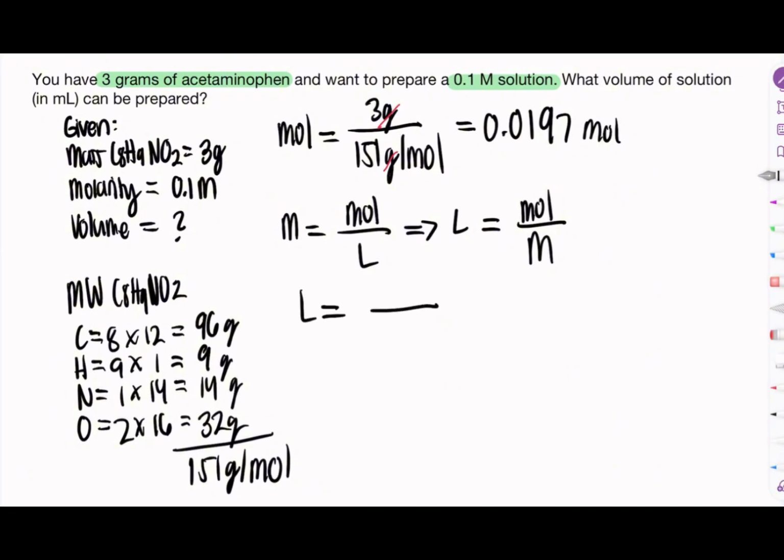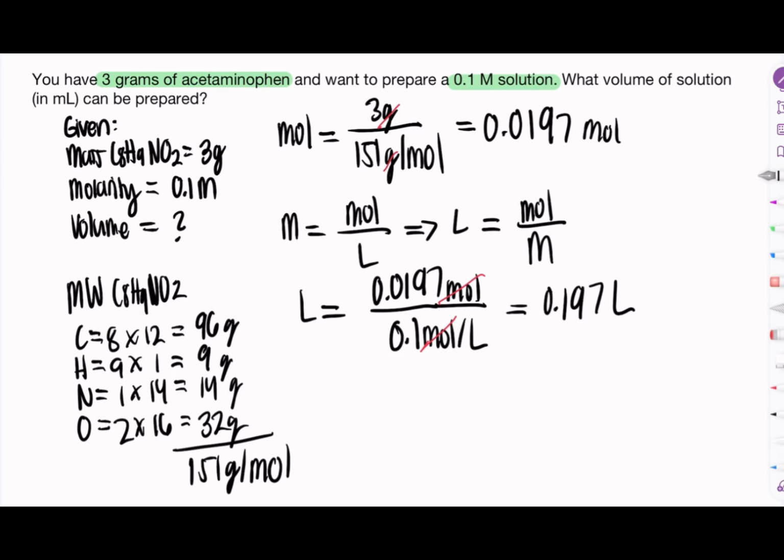Now, let's fill out the following. Mole is 0.0197 mole. And for our molar, which is given, is 0.1 moles per liter. Cancel mole. The answer will be 0.0197 over 0.1, which is equal to 0.7 liters. Is that the final answer?